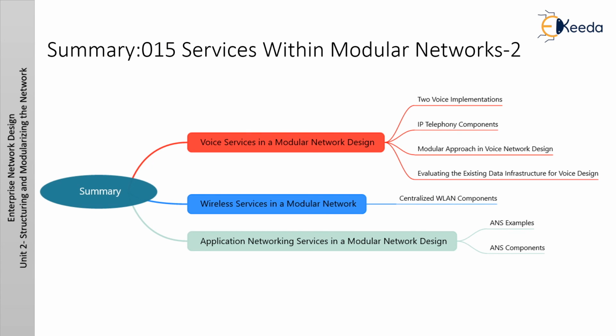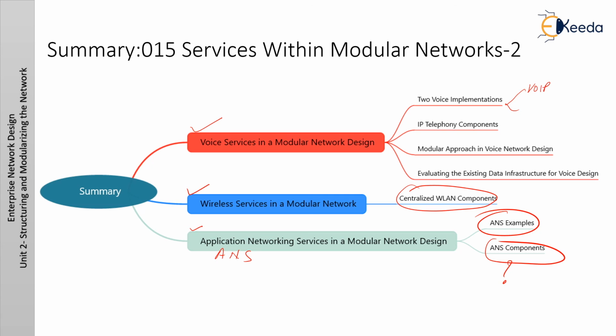Now to conclude this chapter, services within modular network part 2, we have completed voice services in modular network design, wireless services in modular network, and application networking services in modular network design, that is ANS. So here we have seen the ANS examples and different components, the question associated with this. In wireless services in modular network, centralized WLAN components. Then voice services in modular network design, two voice implementation, VoIP and IP telephony. IP telephony components, modular approach in voice network design, and evaluating the existing data infrastructure for voice design. So this concludes this topic, services within modular networks.